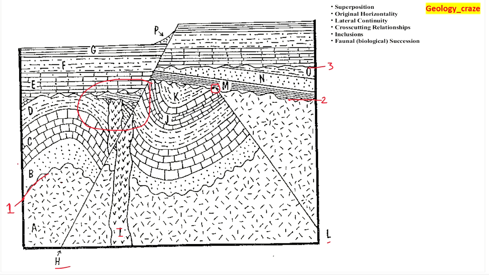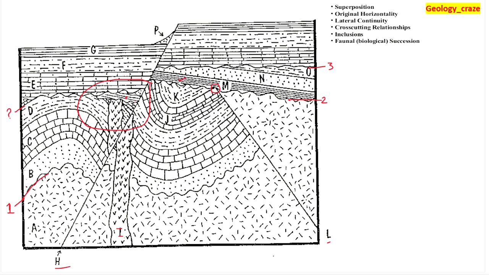Now here we also have an unconformity. If we go with our numbering, which one will come, either 2 or 3? The answer is here. If we closely observe, this granite is not intruded in this part, and this part is horizontal, and we get this strata here.